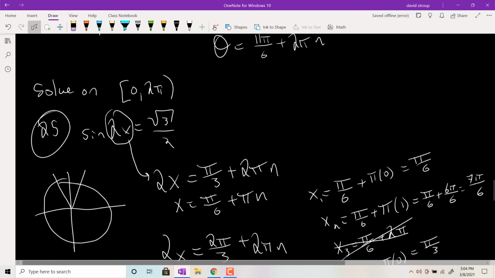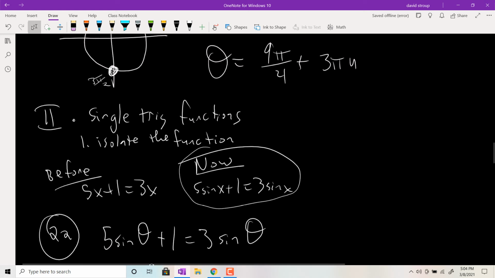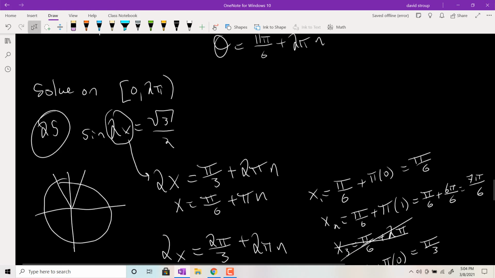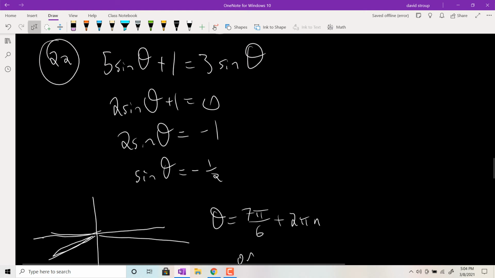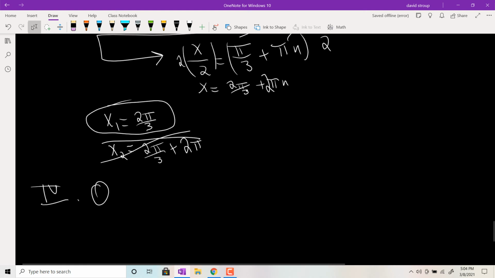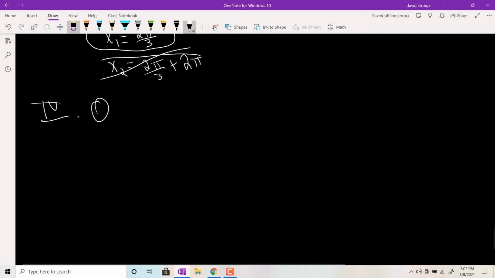Okay. The next kind of problem, we're going to take this one up a notch. This kind of solving trig functions, they're going to become quadratic. So the quadratic form, I may have screwed up my Roman numerals. I apologize if that's the case. Yeah, this is section 3. Get rid of that.